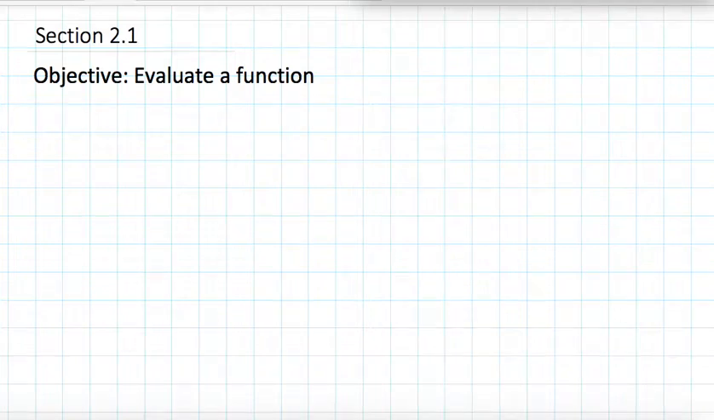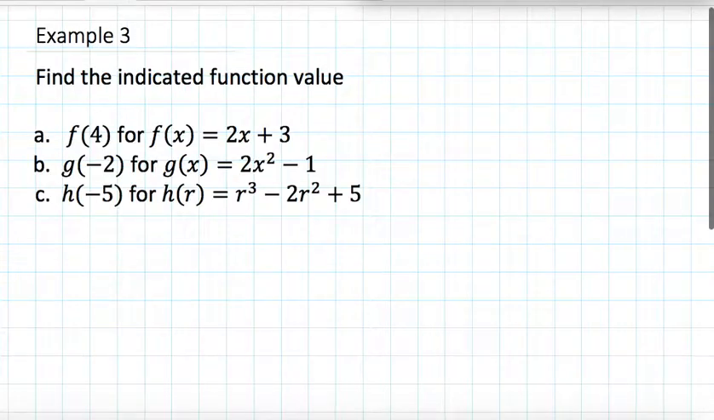This video is for section 2.1. Our objective in this video is to evaluate a function, specifically when the function is written in function notation, which is something that we're going to see quite a bit in this class. So example 3 is going to be the only example that we're going to do from this section.